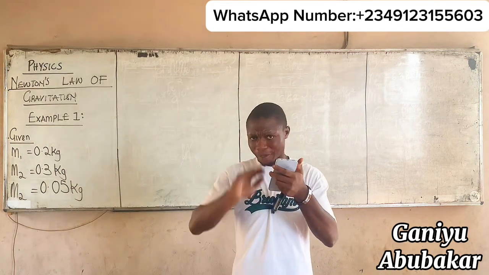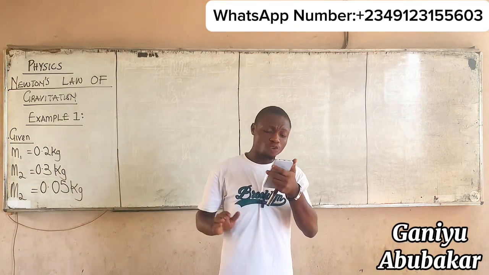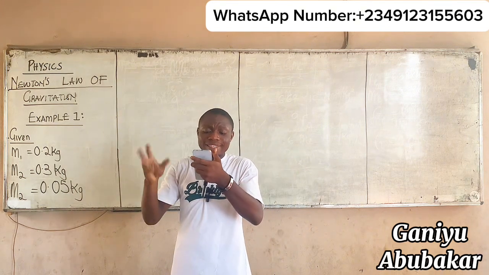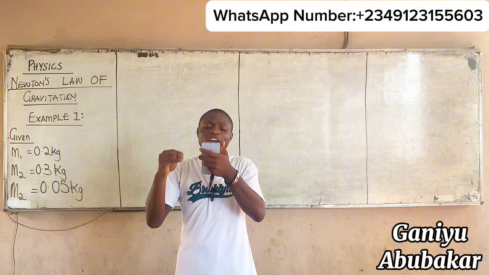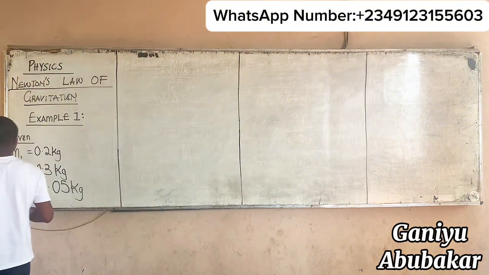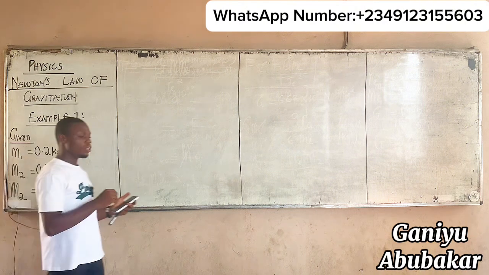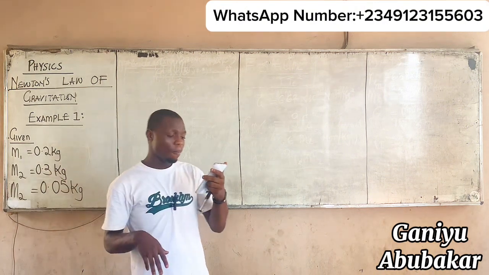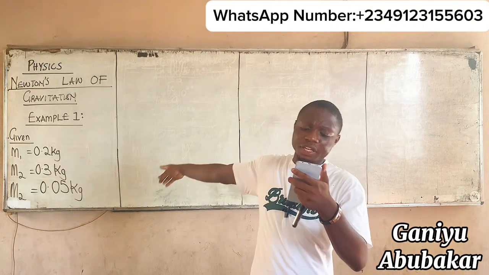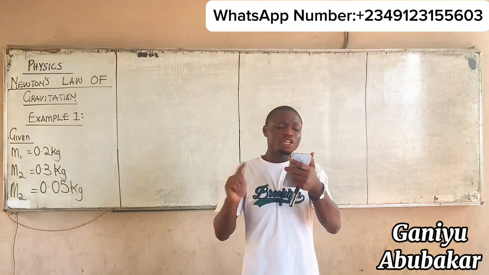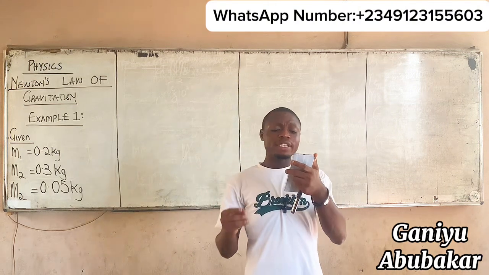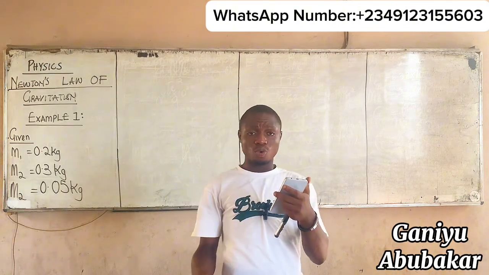Now listen from the beginning. It says two particles of masses M1, M2 are placed 0.15 meter apart. So the distance here, listen up please. A third particle of mass M3 is placed between them on a line joining the first two particles.